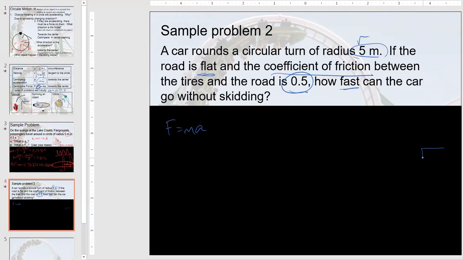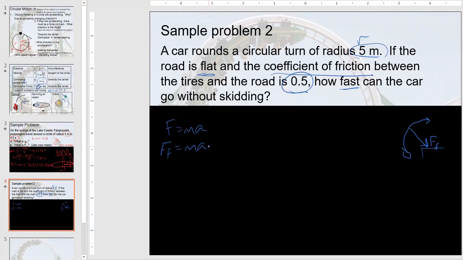So if here's my turn and my car is coming around this way, then what keeps them from sliding off the road? It's that force of friction. So we would have our force of friction here. The force of friction then becomes what goes into F equals ma.